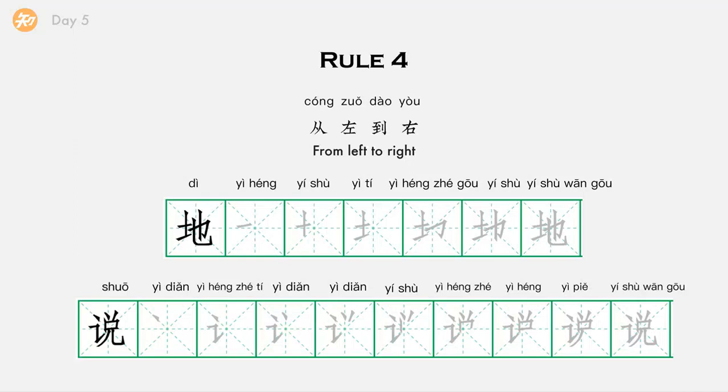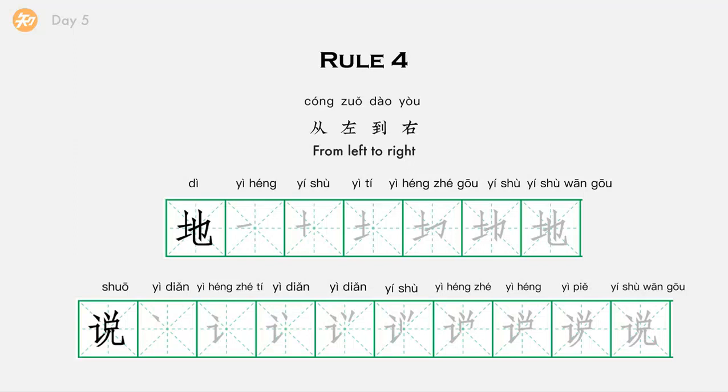But actually it has multiple meanings as well. We will not be learning the meanings at the moment. We should learn the order of the strokes. It should be 一横一竖一提一横折钩一竖一竖弯钩. Now, let's take a look at the second example.